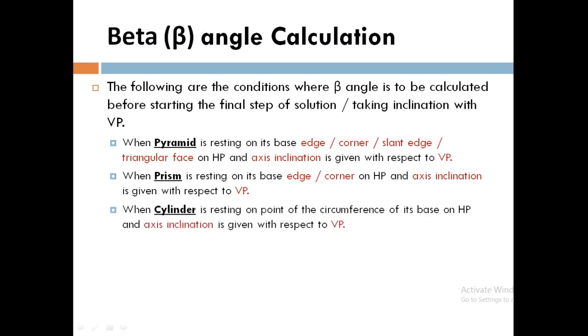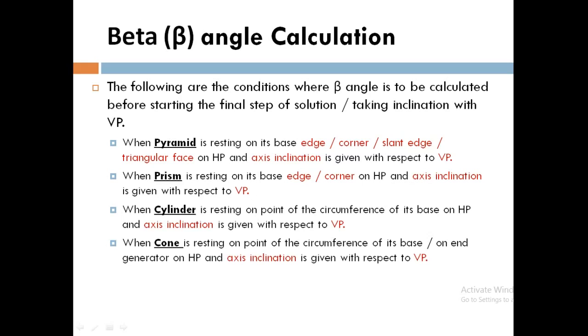Similarly, if we take the condition of a cylinder, if it is resting on a point of the circumference of its base on HP, and if the axis inclination is given with respect to VP, we need to calculate the beta angle. Similar to the cylinder, in the case of a cone also, if it is resting on one point of the circumference or on one of its end generators on HP, and if the axis inclination is given with respect to VP, we need to calculate the beta angle.